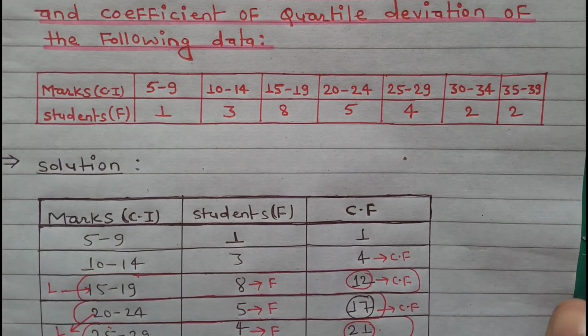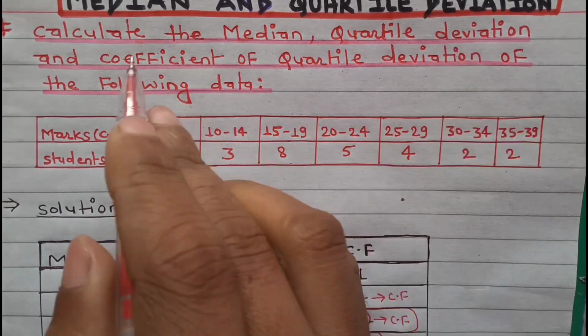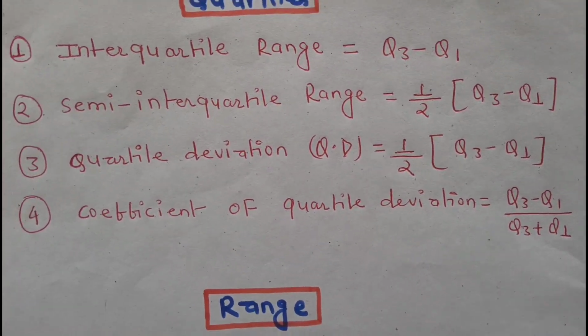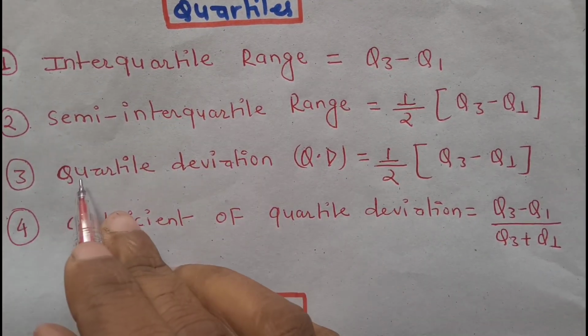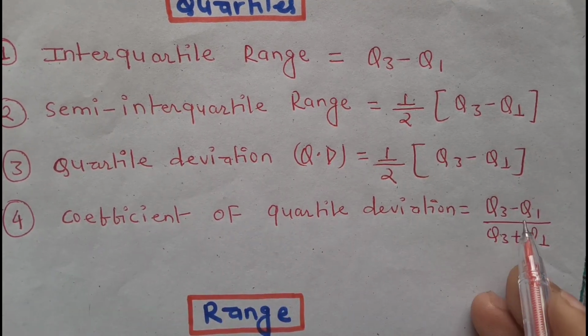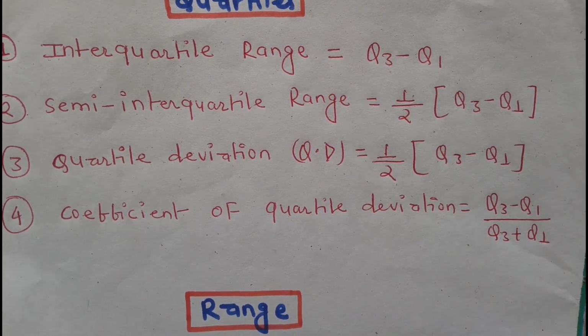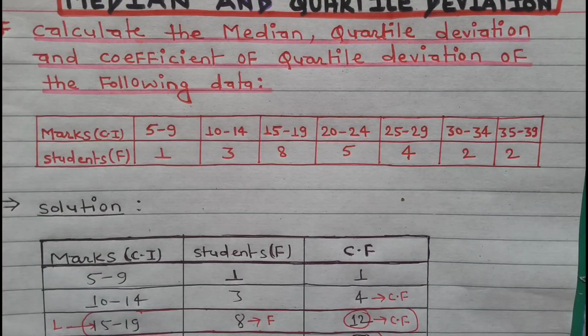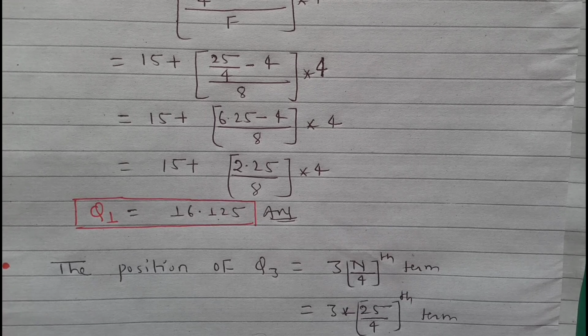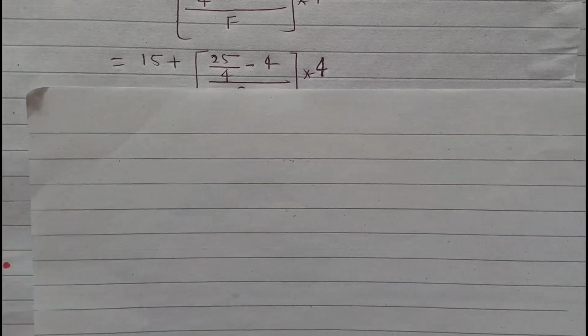Now finally, let's check the question. What should we find? We have to find quartile deviation and coefficient of quartile deviation. So what is the formula of quartile deviation and coefficient of quartile deviation? Let's check the formula. The formula of quartile deviation is 1 by 2 (Q3 minus Q1), and coefficient of quartile deviation is (Q3 minus Q1) by (Q3 plus Q1). So let's find out.